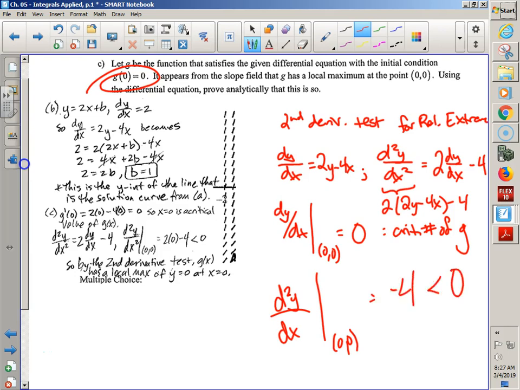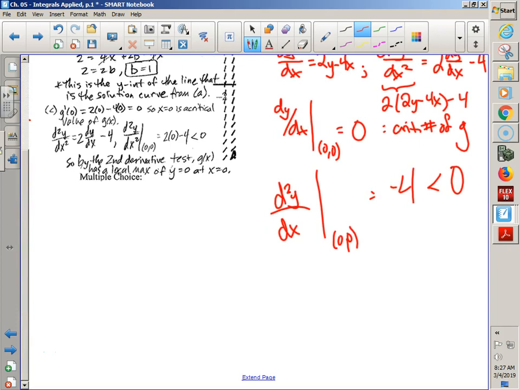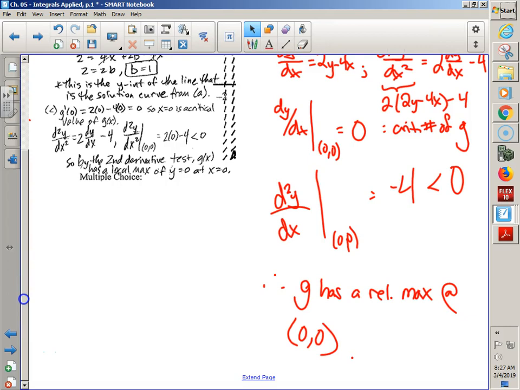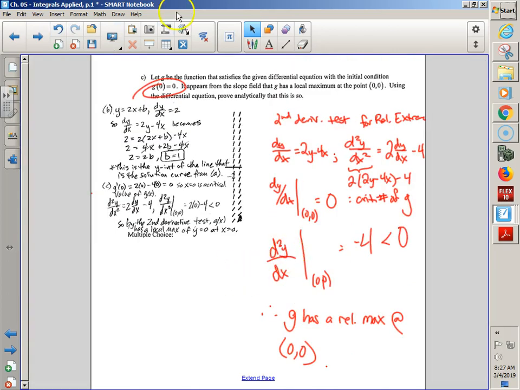What does that mean about my concavity? Down. And if it's concave down at a critical number, what can I say the function has? A relative maximum, because there's a critical number and the second derivative is negative. Perfect. Second derivative test. I don't need a sign chart. I don't need before or after. I can't use that on slope fields and differential equations anyway.